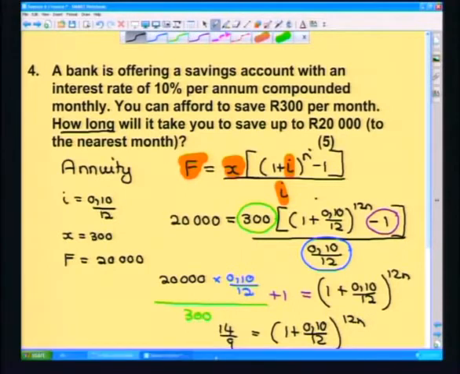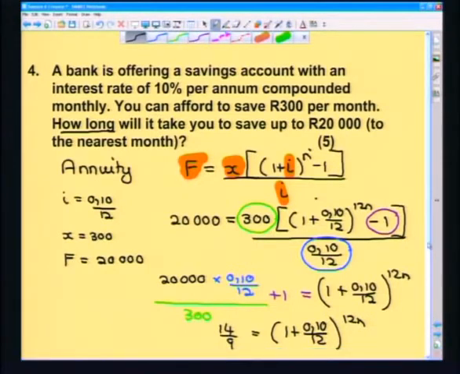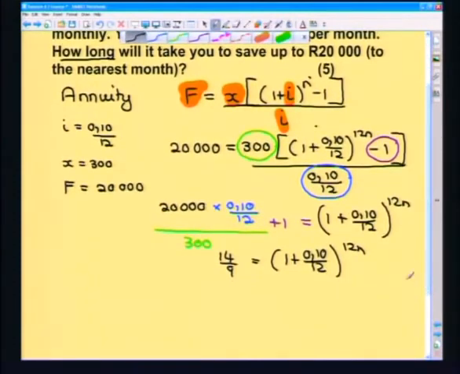All right, now you can see we have a problem, because the thing we've got here has different bases. 14/9 will never equal this or be a power of this. So what we're going to do is use our logs. Now remember our definition I showed you: if we have log to the base A of B equals C, we can say A to the C equals B. So in this case, we're taking it from here back here.